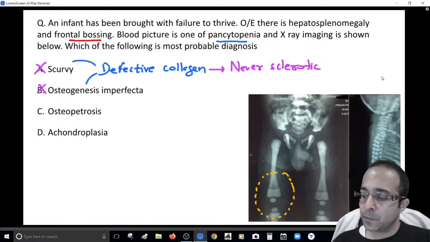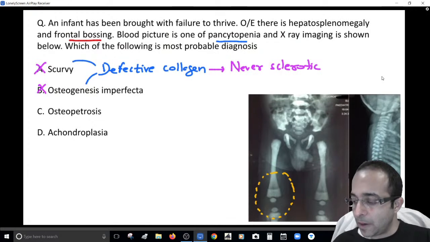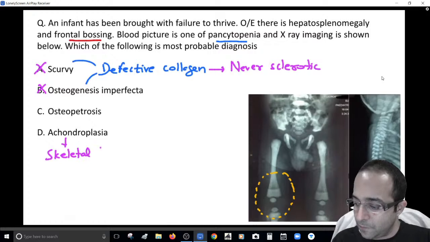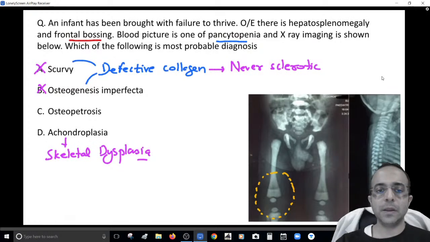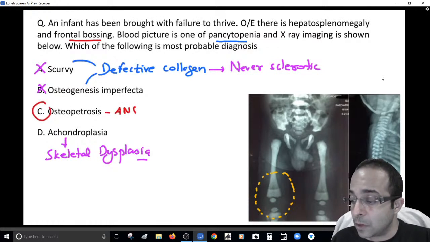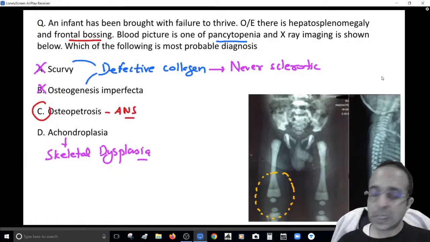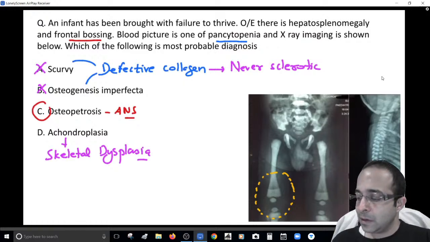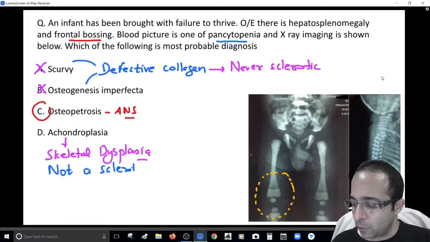And let me tell you, achondroplasia is basically a skeletal dysplasia, and it has its own full characteristic appearance and signs. Someday I'll be teaching you about skeletal dysplasias and I'll be talking about what happens in achondroplasia. But going by this history, a much better answer would be osteopetrosis. Achondroplasia is not a sclerotic bone disorder at all.